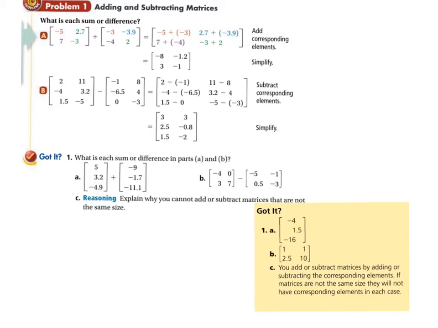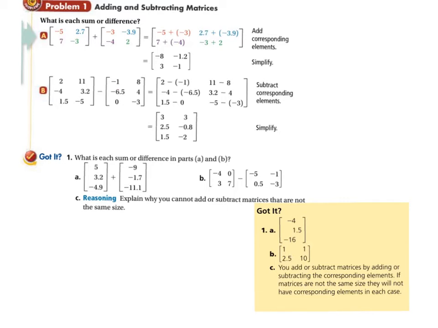So 5 plus negative 5 plus negative 3 is negative 8. 7 plus negative 4 is 3. 2.7 plus negative 3.9 is negative 1.2. You follow me here? Negative 3 plus 2 is negative 1, so there you go. Same thing with subtraction. Just got to be careful to make sure you're subtracting right. Like 2 minus negative 1 is 3. 4 minus negative 6.5 is 10.5, so on and so forth.